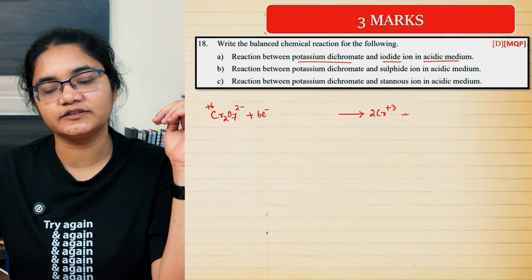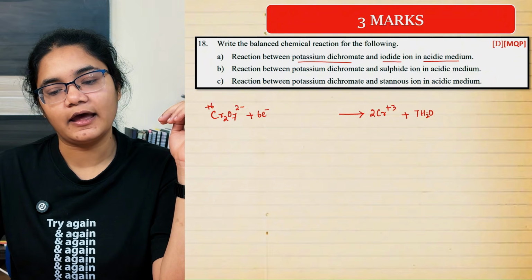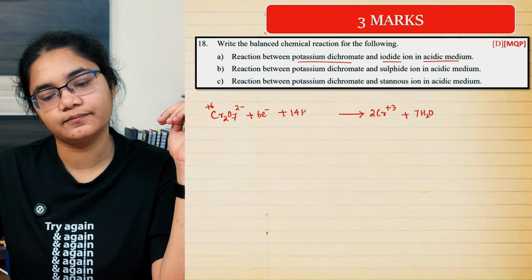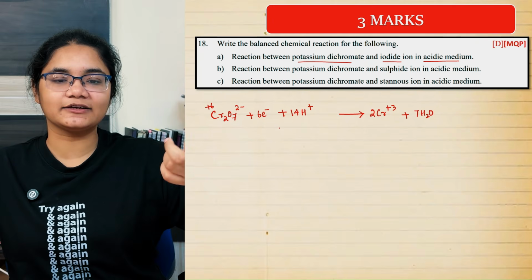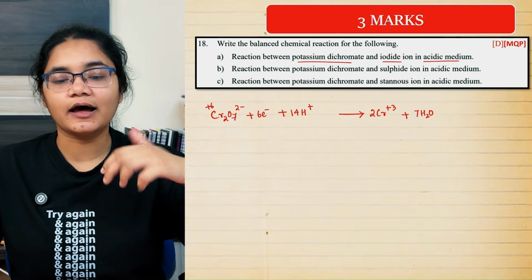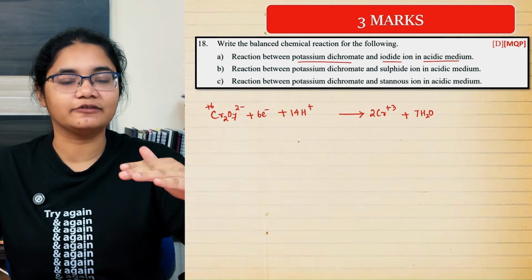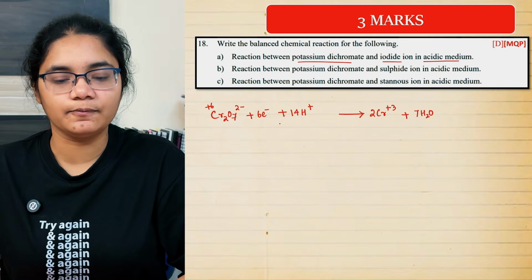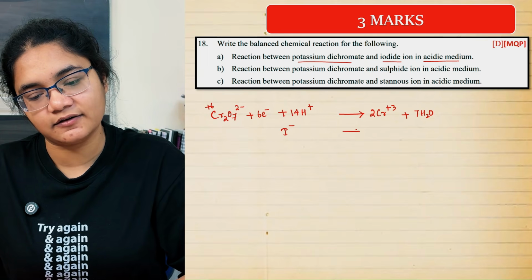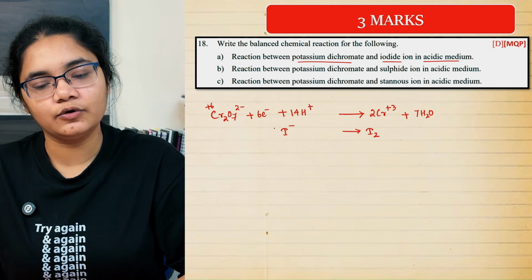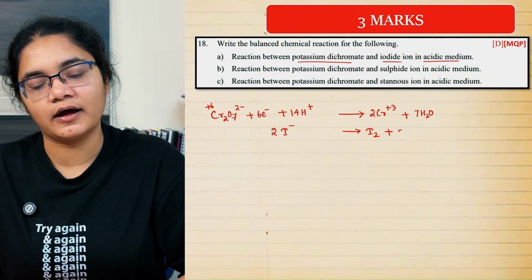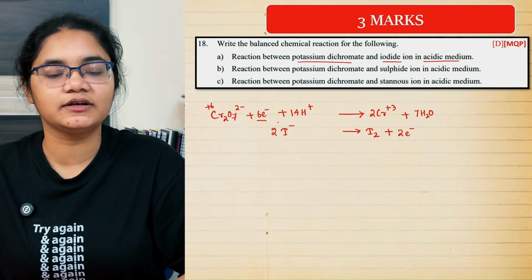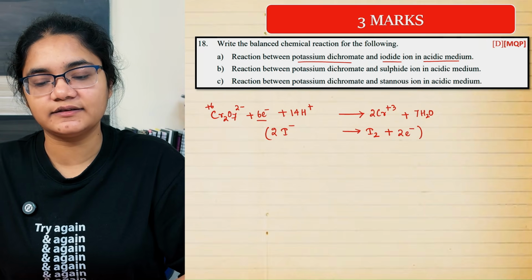Then to balance the oxygen, you can add 7 water molecules, and to balance the hydrogen, you can add 14H+ on this side. Now this is the reaction of chromium. All other reactions you have to match with this. For example, for iodide, 2I- gets converted to I2 with the loss of 2 electrons. You have to match the number of electrons, so multiply this equation by 3.